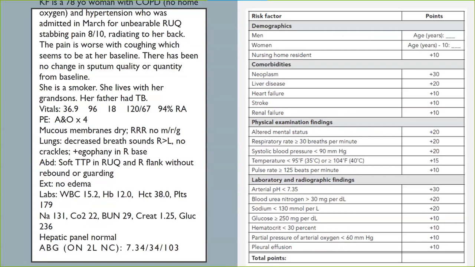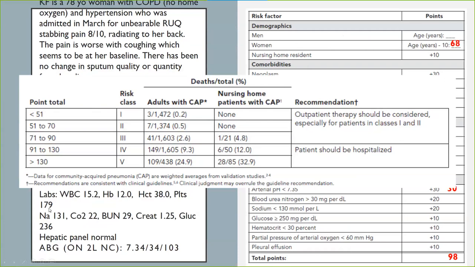So if we look at the case patient, she gets 68 points for her age. She doesn't have many of the comorbidities that buy her points. She did have an arterial pH that was below the cutoff, and she gets 30 points for that. So her total amount of points is 98, which would put her into class 4, recommended for hospitalization.